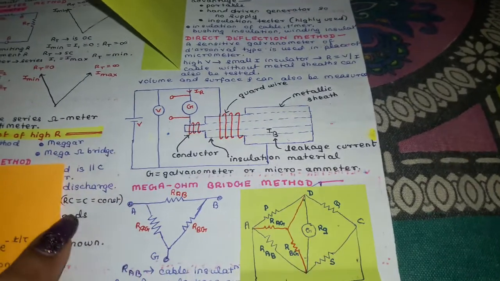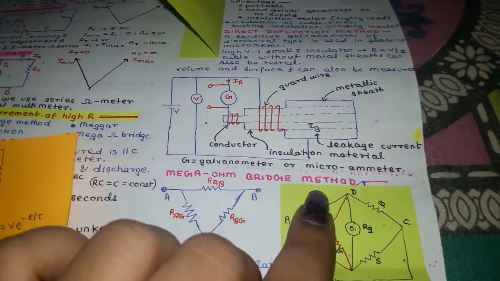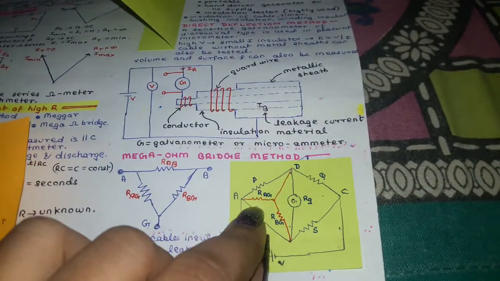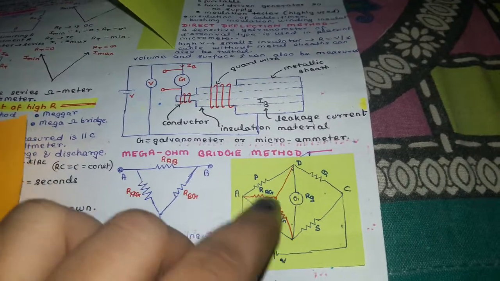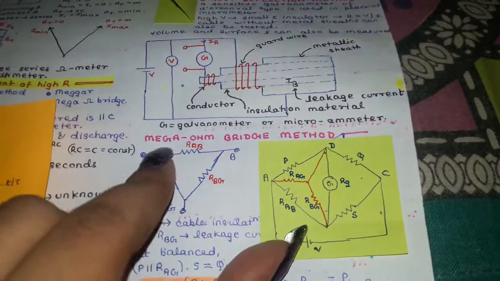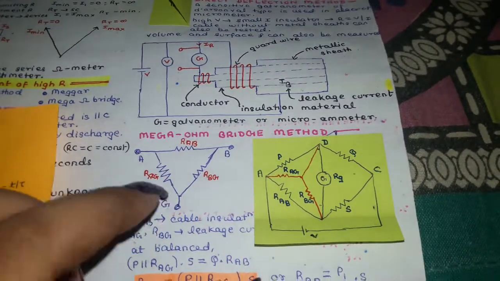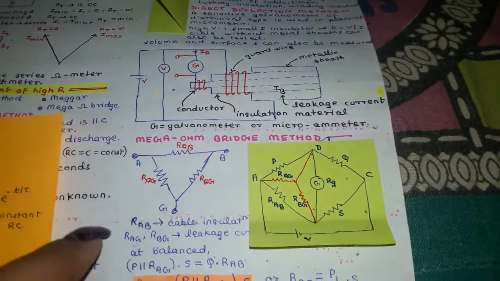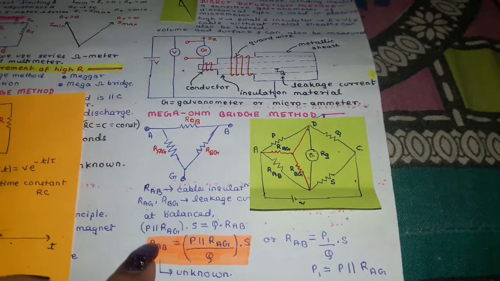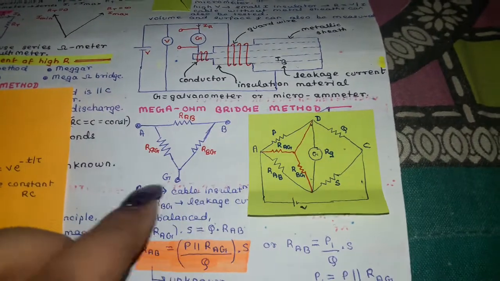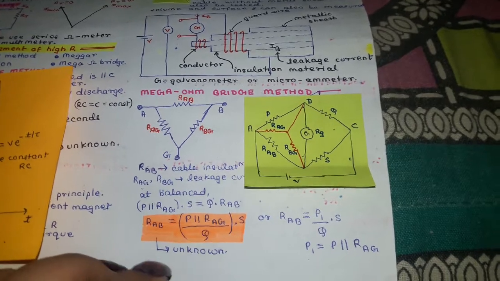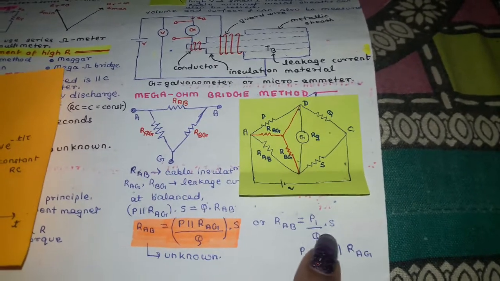And the last method we have is the mega ohm bridge. This is your bridge over here. In this particular format, RAB is the cable insulation, and RAG and RBG are your leakage paths. At balanced condition you have this particular formula, and RAB, the cable insulation, which is the unknown resistance value we are looking for, is given by this particular formula. These could be the case as the case may be.